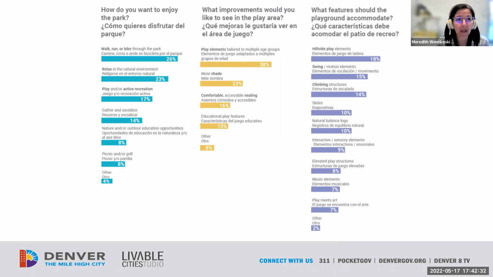And the top 3 really being hillside play elements, swing or motion elements, and then climbing structures, which we hear a lot of these days. The active play and recreation, the climbing is really great. So again, you'll see some of these ideas later. Next.